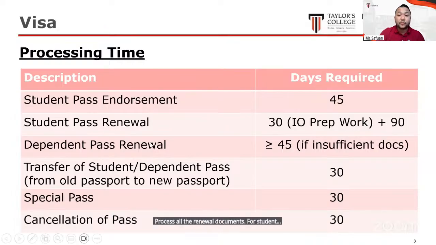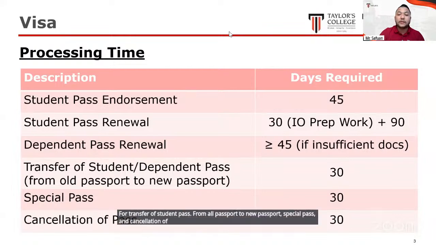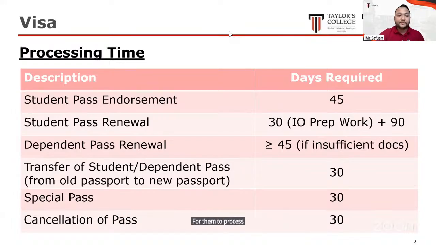For dependent pass renewal, if the document is insufficient, usually the process will take more than 45 days. So before you submit it to us, please make sure that the document is complete. For transfer of student pass from old passport to new passport, special pass, and cancellation of pass, EMGS will require 30 days for them to process.